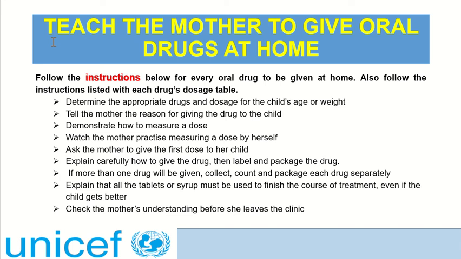Watch the mother practice measuring a dose by herself. Ask the mother to give a first dose to her child. Explain carefully how to give the drug, then label and package the drug. If more than one drug will be given, collect, count, and package each drug separately. Explain that all tablets or syrup must be used to finish the course of treatment, even if the child gets better. Check the mother's understanding before she leaves the clinic.